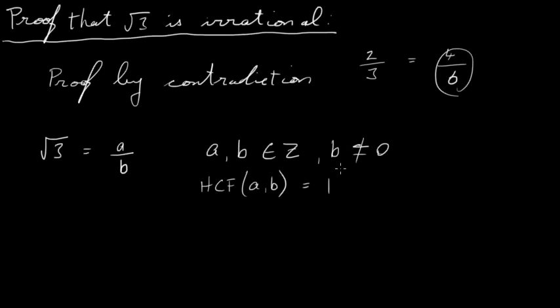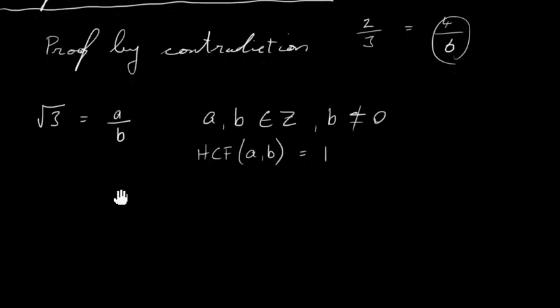So what we're going to actually show in this particular proof is that, while we're assuming here that the highest common factor for a and b is 1, in fact a is divisible by 3 and b is divisible by 3. So there is a higher number, bigger than 1, that will divide into a and b. So let's start doing that then.